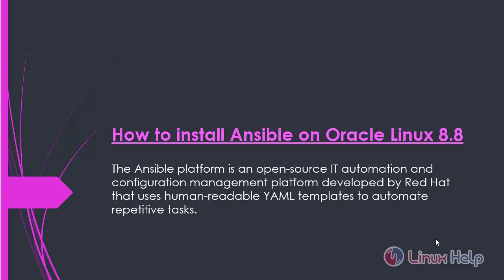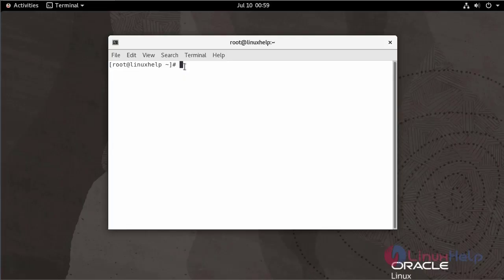Welcome to Linux Help. Today we're gonna see how to install Ansible on Oracle Linux 8.8. The Ansible platform is an open source IT automation and configuration management platform developed by Red Hat that uses human-readable YAML templates to automate repetitive tasks.